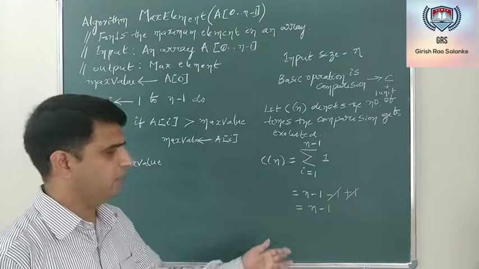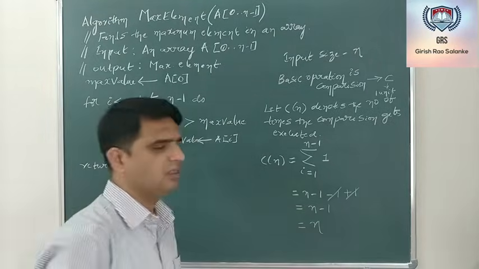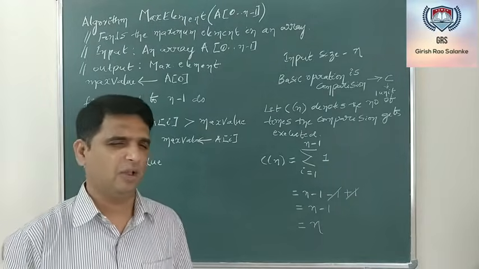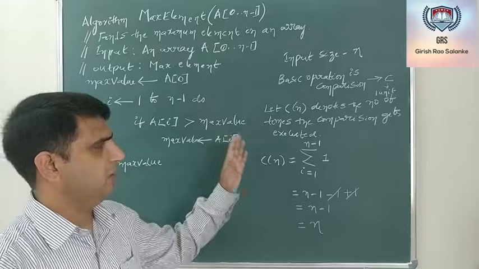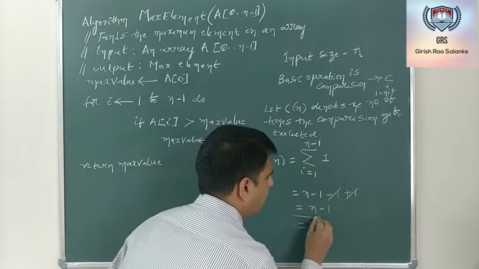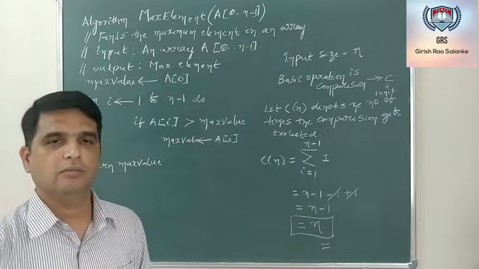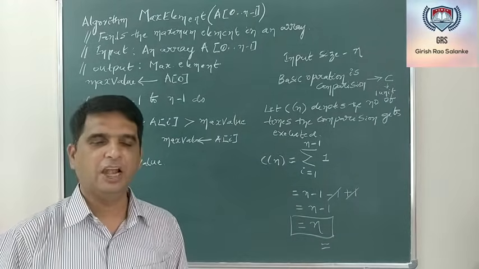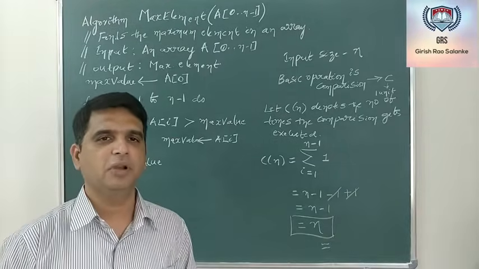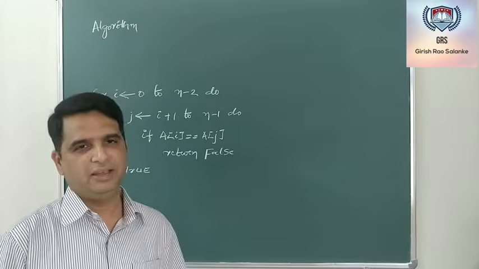So what is the time complexity? As 1 is constant, if you neglect it, the time complexity is linear. It is order of n, or I can say theta of n, because it never changes with whatever input I am supplying to the algorithm. So this is the time complexity of this particular algorithm. Hope this is clear. Let me take one more example and let's analyze how to find the time complexity of that particular algorithm. Let's come to the second algorithm.